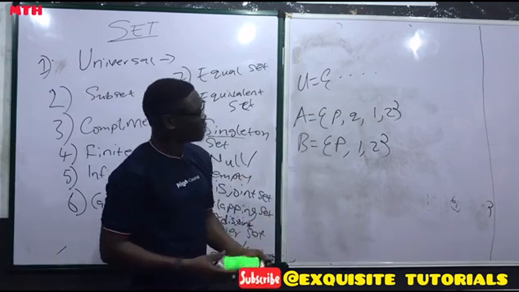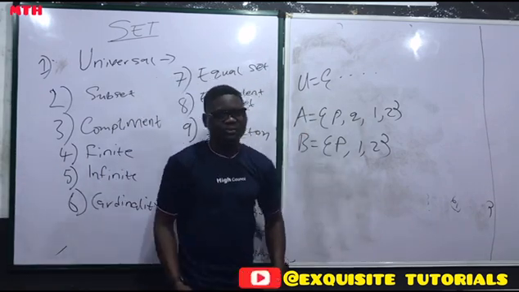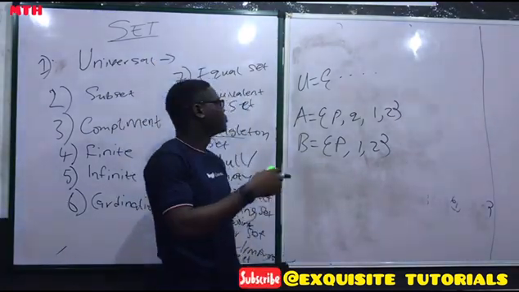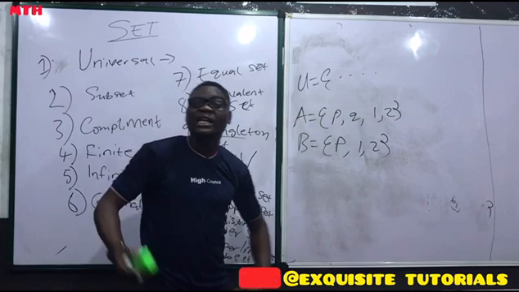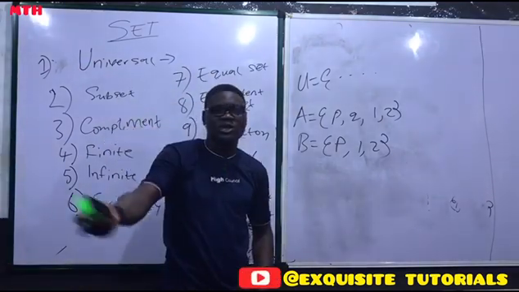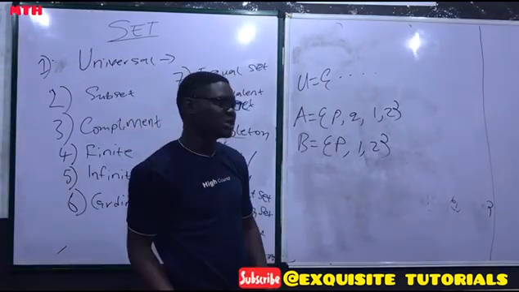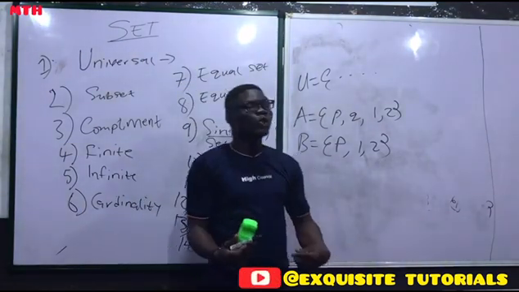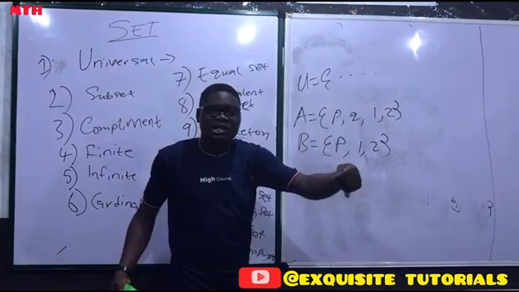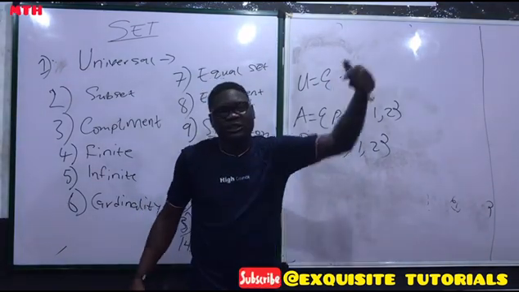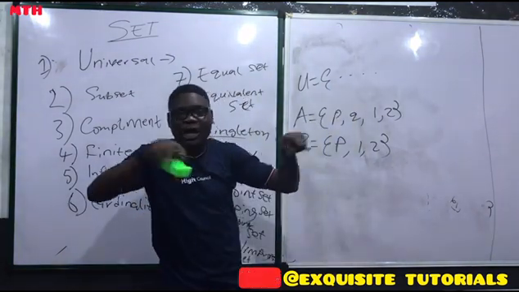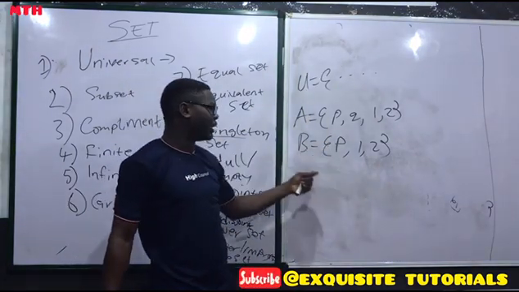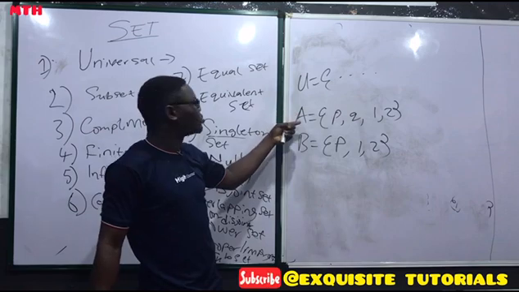Let me give an instance. If Africa was the universal set, and Nigeria was a subset, and even Edo State is also a subset, or Delta State is also a subset. Because Delta State is inside Nigeria and both of them are subsets, we say that Delta State is a proper subset of Nigeria, but both of them are actually subsets of the same universal set, which is Africa. So whenever you find a case like that, B becomes a proper subset of A.